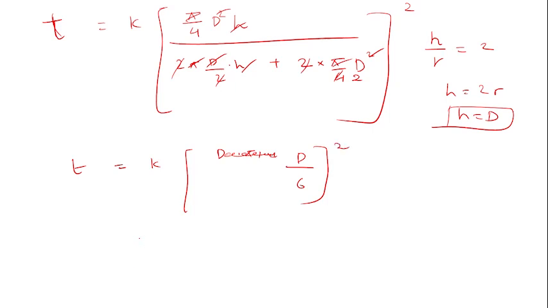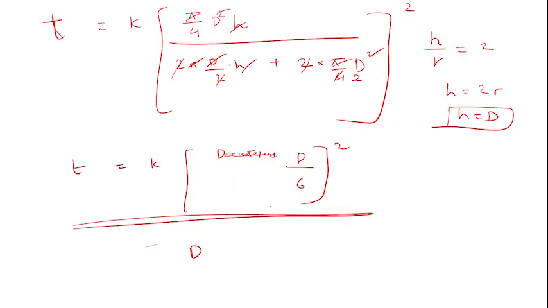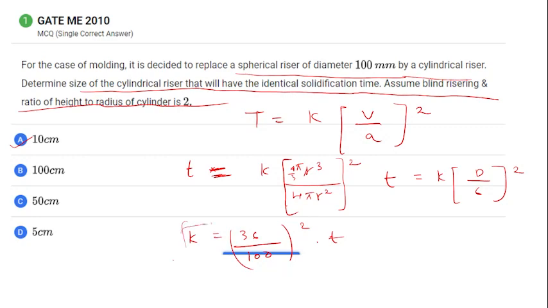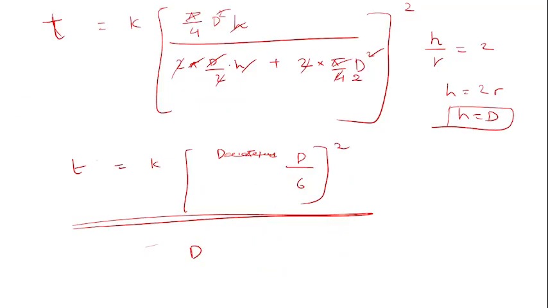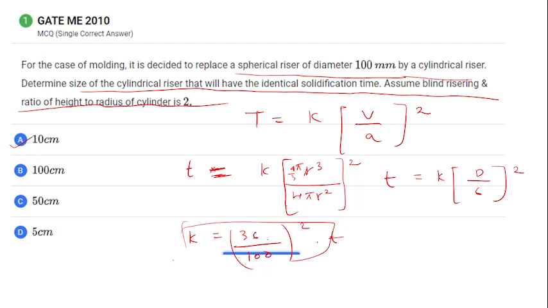So from here you can say, if you put the value of k here, the diameter, whatever the diameter for the sphere was, it will be the same for here also. Or you can put the value of k in this equation, then again you will get d as 100 mm. Sure, option A is correct, 10 centimeter.